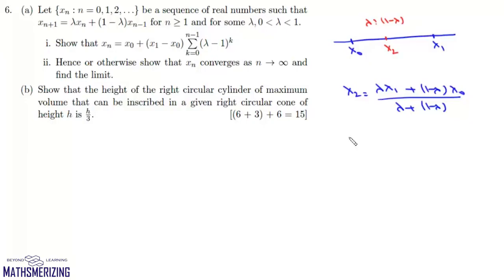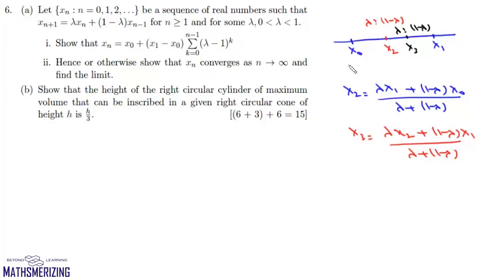Now if we write x3 will be (lambda x2 plus 1 minus lambda x1) upon (lambda plus 1 minus lambda). Now this x3 will divide x2 and x1 in the ratio lambda is to 1 minus lambda. So this x3 will divide x2 and x1 in the ratio lambda is to 1 minus lambda.